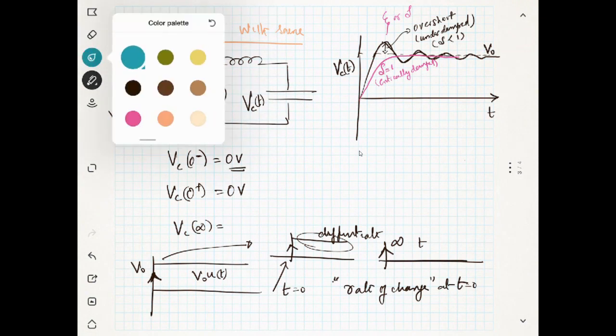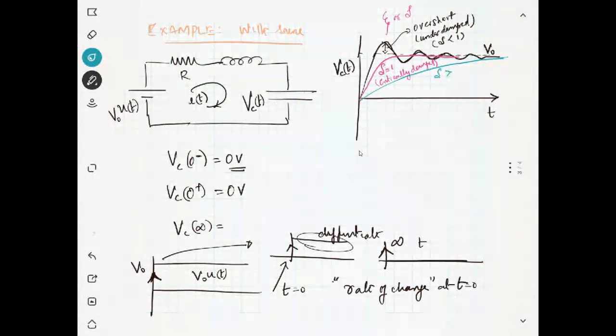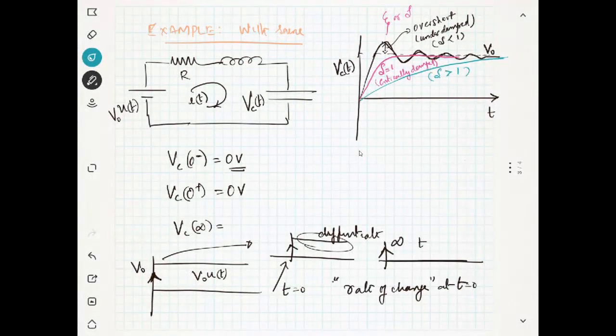But there are some systems, in some cases, where the response will be going very slowly and it will take a lot of time to go to V0. And this system is having delta greater than 1, and this is known as overdamped. So the previous one, first, was underdamped.